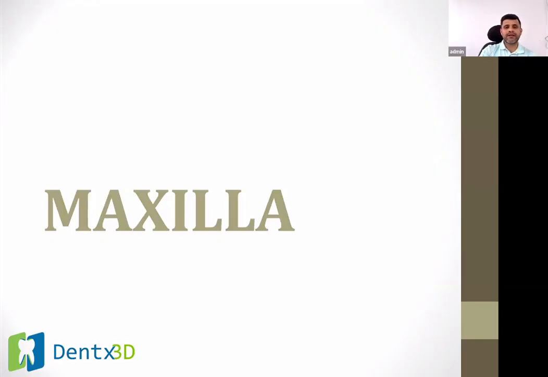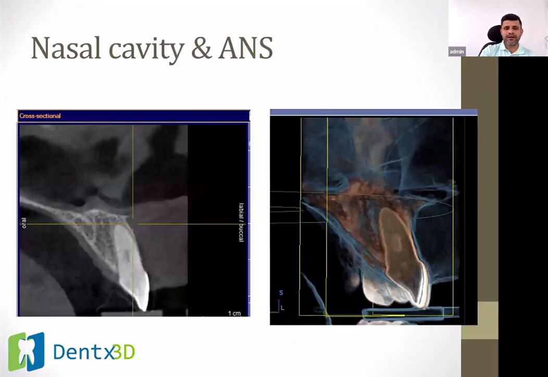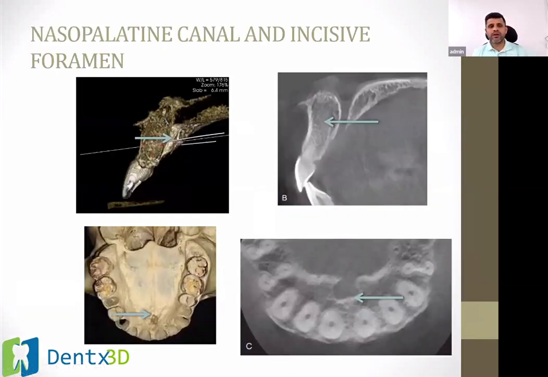In the maxillary anterior region, the major landmark is our nasal cavity. The nasal floor is the first landmark which is seen, and then there is something called the anterior nasal spine. It is the extension at the anterior end of the maxilla, and it is the junction where the maxillary bone ends and the nasal bone starts. It is important that we know where it is. Another major landmark is the incisive foramen or nasopalatine foramen. It is present in the anterior region and parallel to the central incisors.